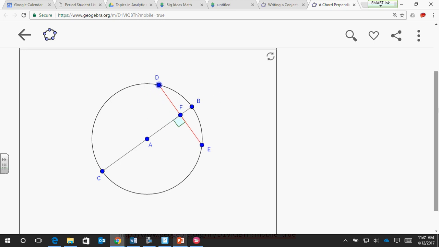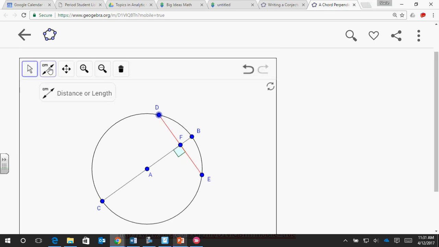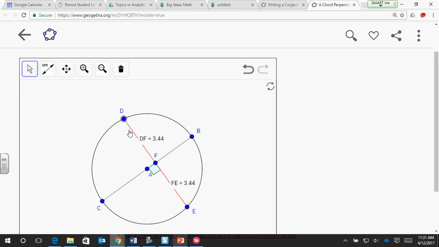Okay? And if I measure things, they give me the ability to measure. We want to measure this segment. It's 2.34. We measure this segment, and it's also 2.34. So as I move things around, it will become larger, but it's always going to split that chord into 2 equal parts. Okay? All right, so onward and forward.